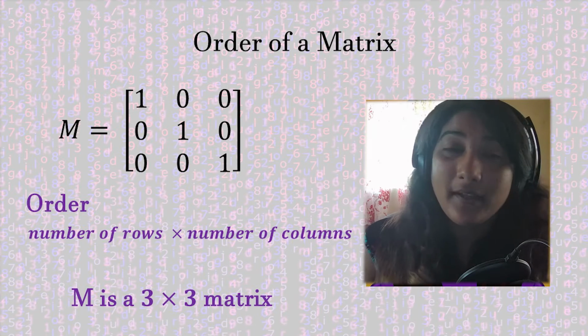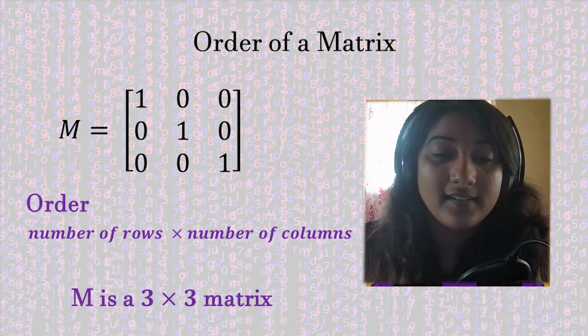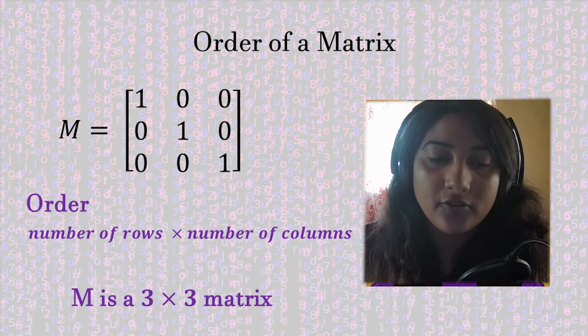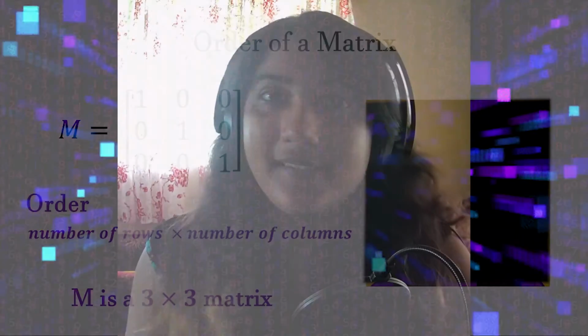So if I want to state the dimensions, I'm going to write that M is a 3 by 3 matrix. And that's how I state my order. So anytime you're looking at the order or the dimensions of your matrix, pay attention to the number of rows and columns in the array.